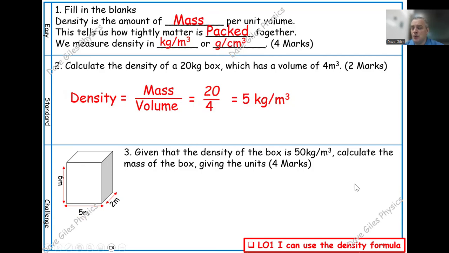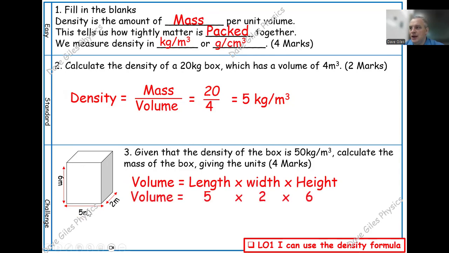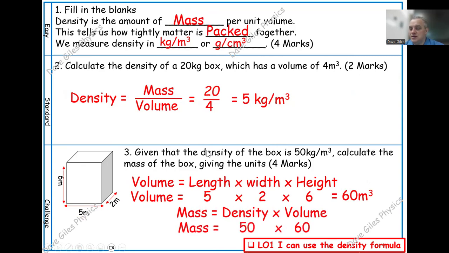And then given the density of the box is 50 kilograms per meter cubed, calculate the mass of the box given the unit. So we need to work out the volume first. Length times width times height. Length 5, width 2, height of 6. Which gives me 60 meters cubed. Rearrange this formula here, and we get mass is density times volume. 50 times 60, which is 3,000 kilograms.